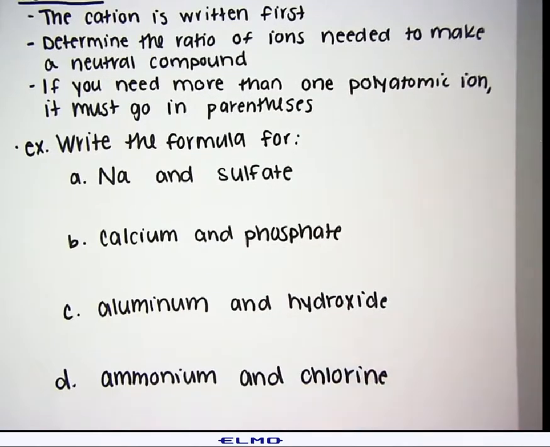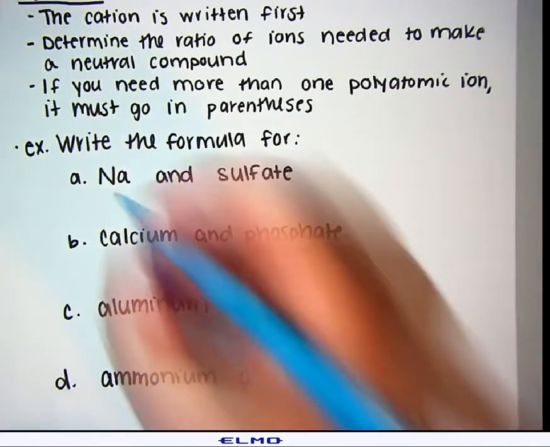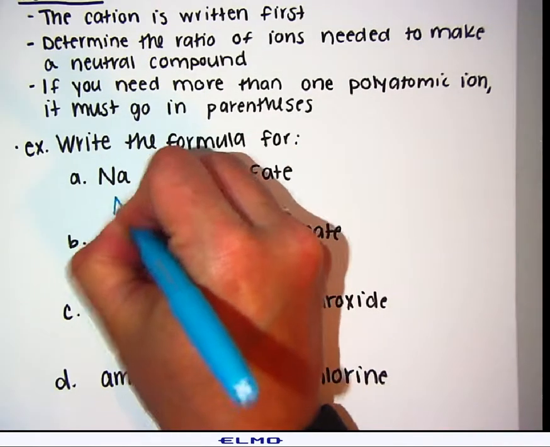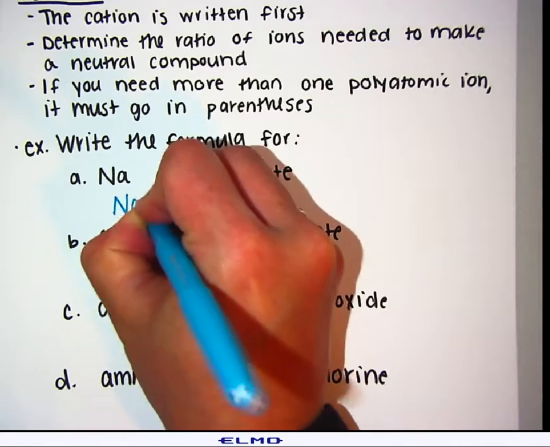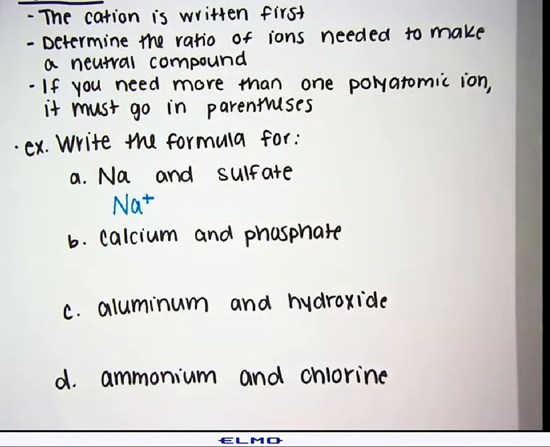All right, I didn't write this step, but just like with binary, the first thing we want to do is figure out the charge of our ions. So we can look up sodium on the periodic table. Sodium is a group 1 metal. Sodium will have a charge of +1.